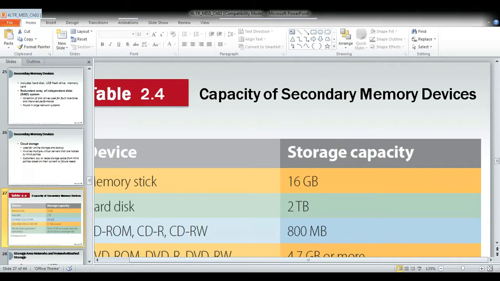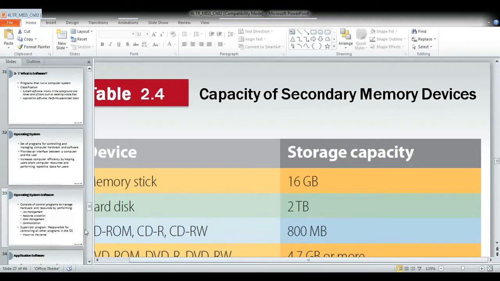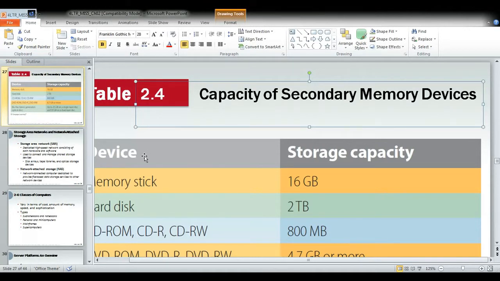So basically, this picture is showing you what we talked about. The memory stick, whose storage capacity could be 16 gigabytes or less or more. Hard disk, storage capacity 2 TB. CD-ROM, DVD-ROM. Also, we have the latest generation of optical disc, which a lot of people might have heard about, Blu-ray, which we are using.